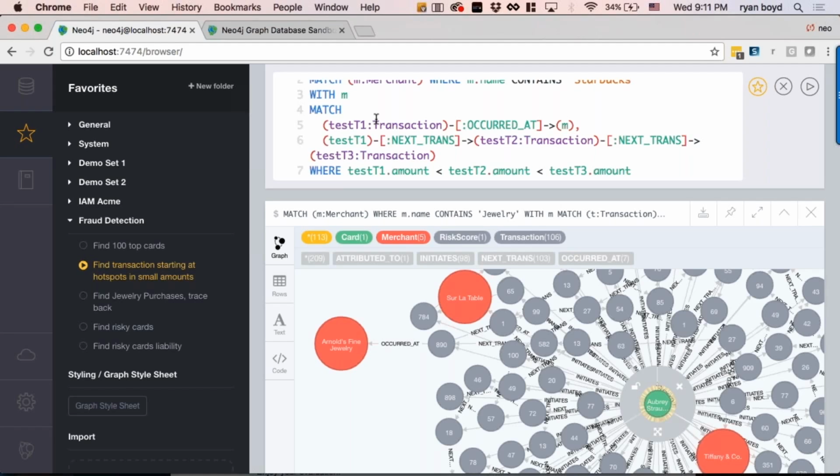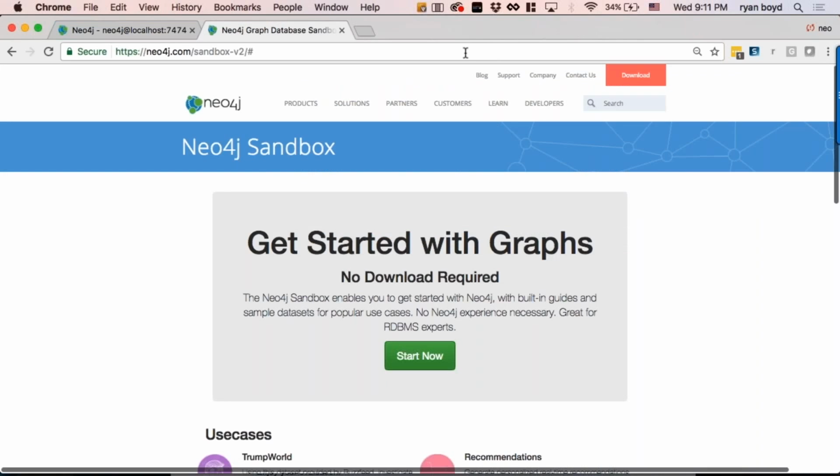There's no translation in each of those steps. It all looks like a graph, which is a very natural view. Now, if you want to check out Neo4j and play around with it yourself with your own data, I would encourage you to look at the Neo4j sandbox.